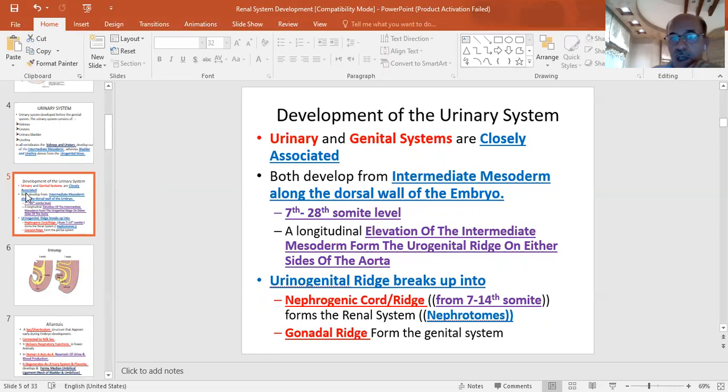Now, the urinary bladder, as I said, and genital system, they are very much closely associated. Both of them develop from the intermediate mesoderm, and that is from the 7th to 28th somites.